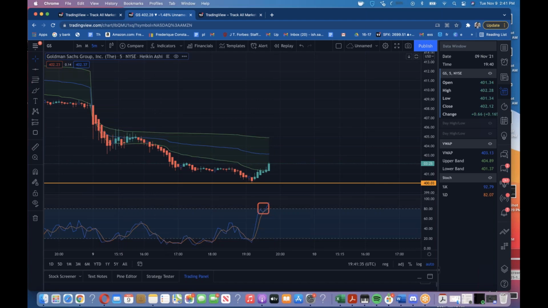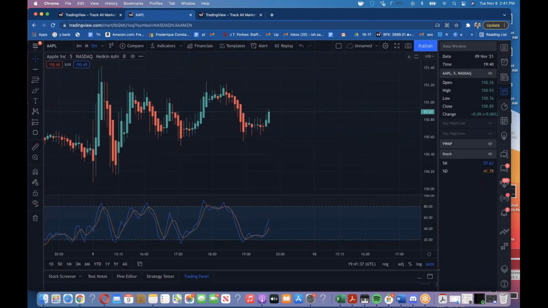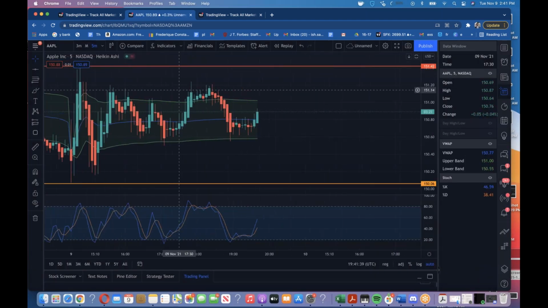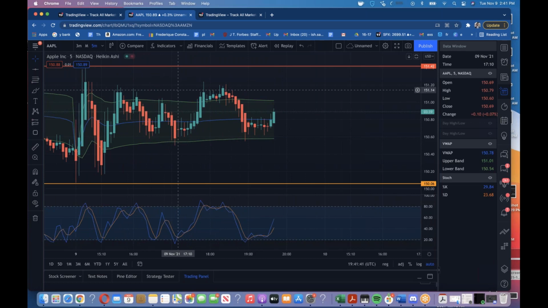And maybe we can go over to Apple here to see something in the middle. Apple's not in a solid trend, right? And Apple is kind of playing with VWAP the whole day. So it's been up and down around VWAP all day. Right now it went from weaker to stronger, but we're not seeing any kind of solid trend.